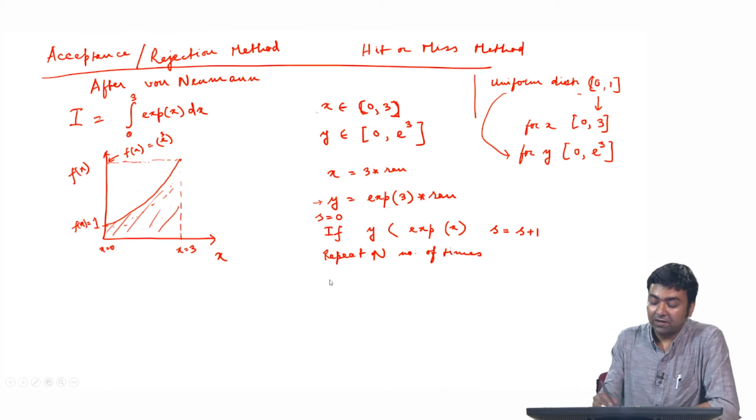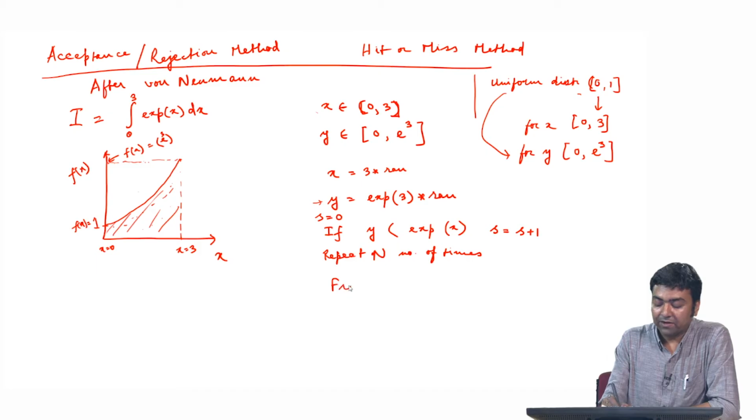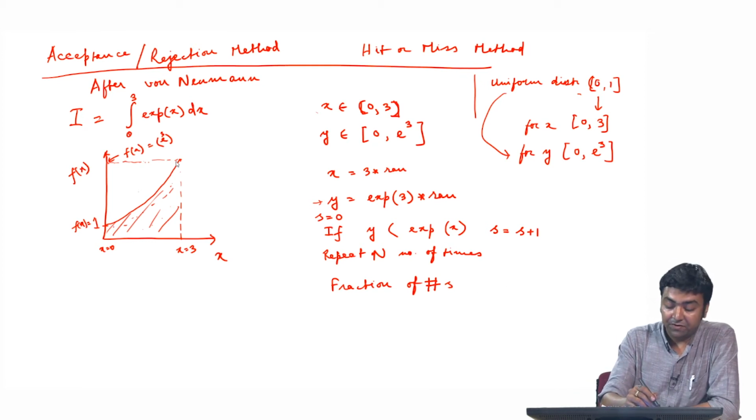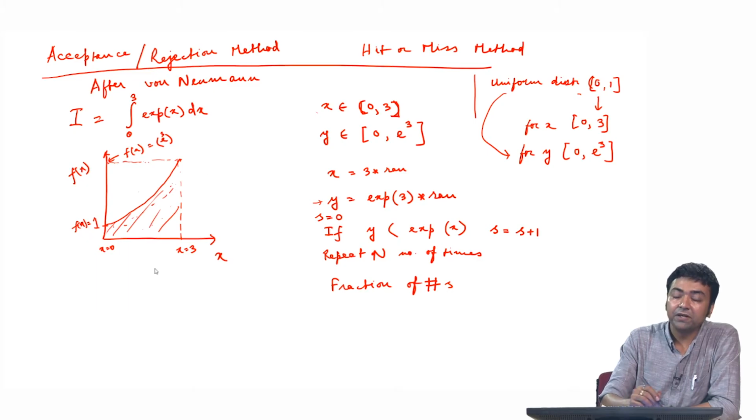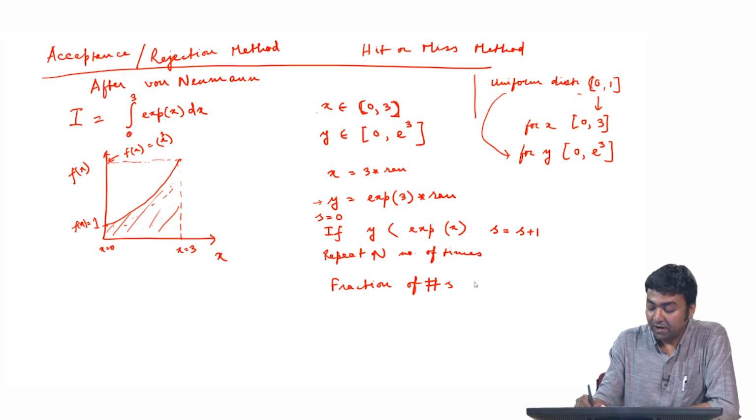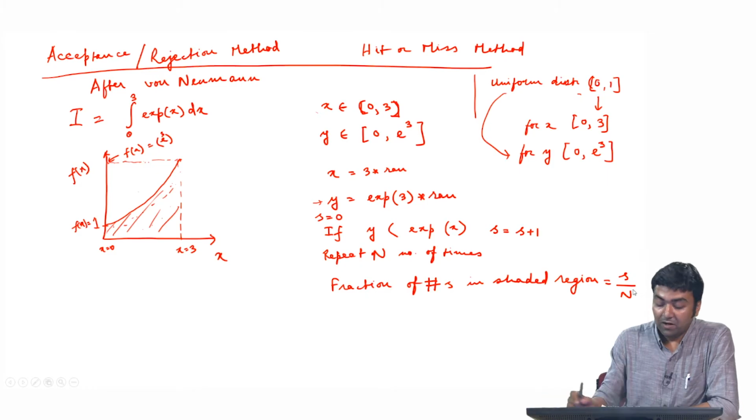So, what I will get is the fraction of numbers that lie in this shaded region, which is my area of the curve, and that is given by the ratio of s by the total number.